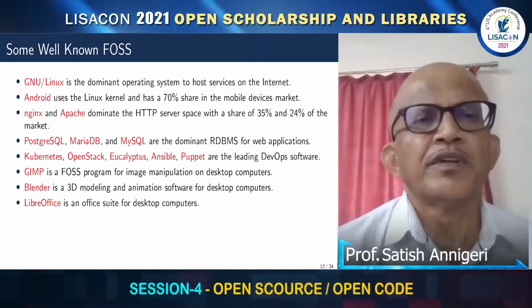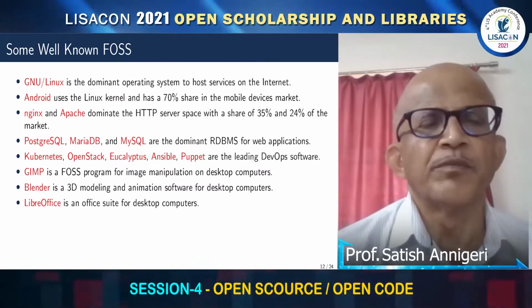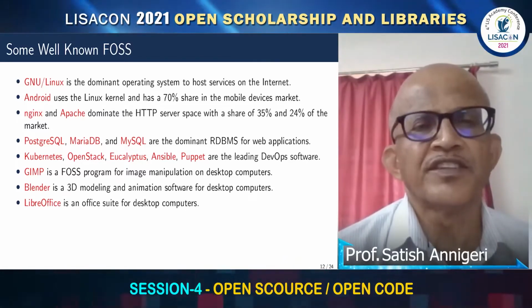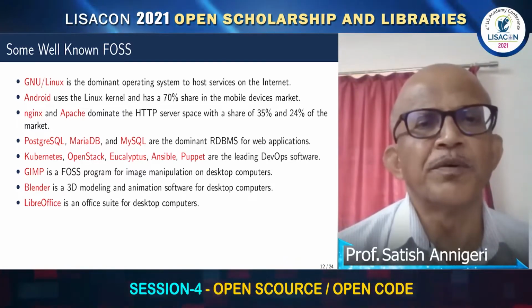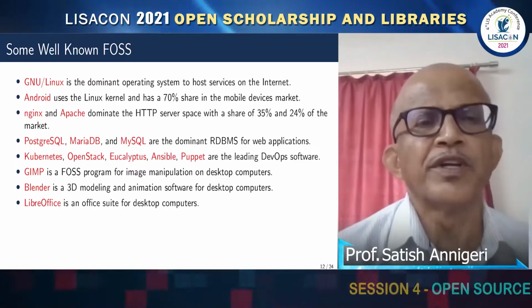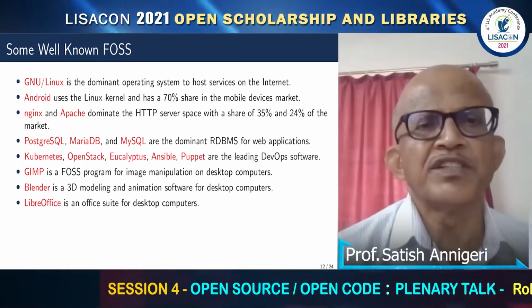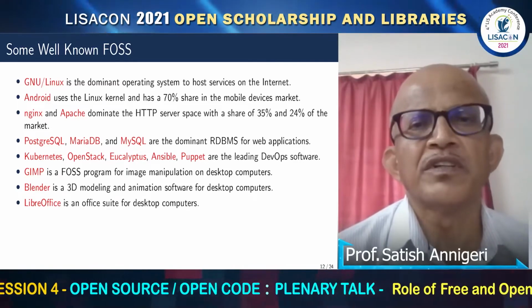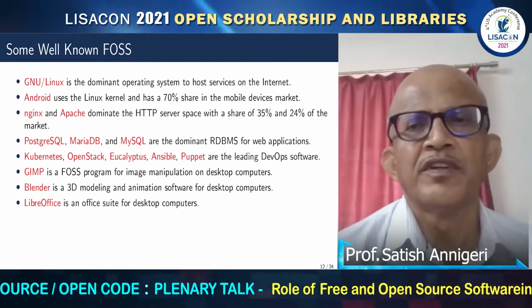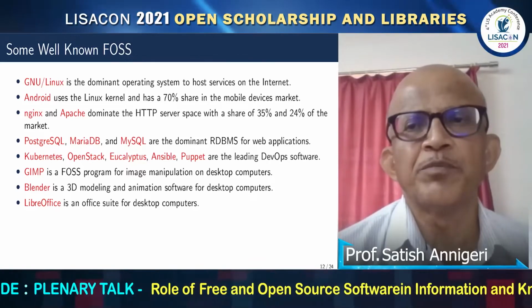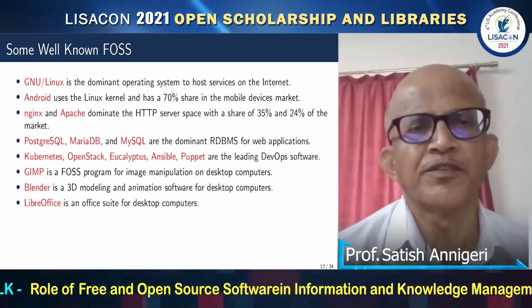Some of the well-known free and open source software, some of which I have already listed, are the GNU Linux operating system, the Android operating system for mobile devices, Nginx and Apache, which are the dominant web servers with a share of 35% and 24% of the market respectively.